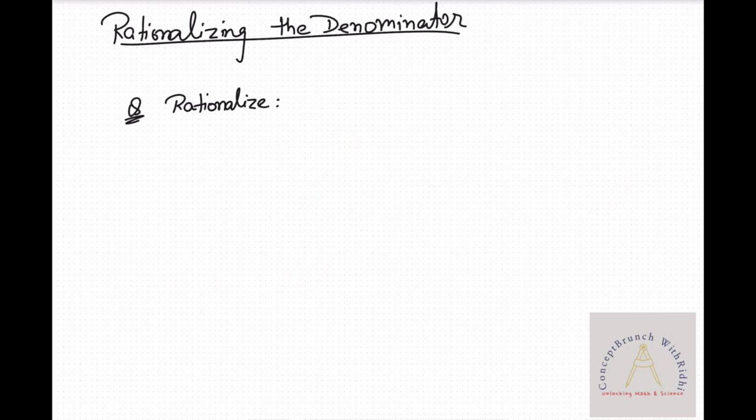Now let's practice rationalizing the denominator. Here is the problem: rationalize 5 divided by root 6. Let's do a step-by-step solution. First, multiply both numerator and denominator by root 6 to eliminate the surd from the denominator.